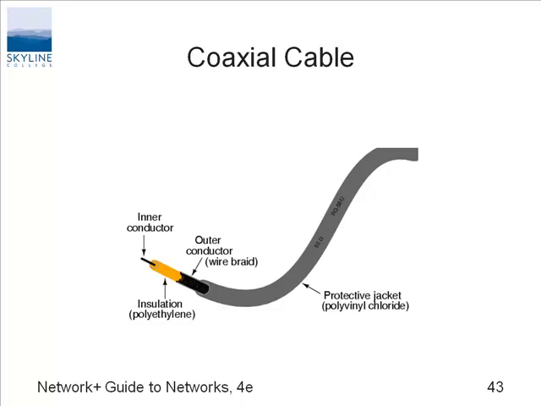This shows the outer conductor is a braided wire. It's got an insulator in here, polyethylene plastic, and an inner conductor. The reason it is called coaxial is it has a single axis and everything goes around that single axis.